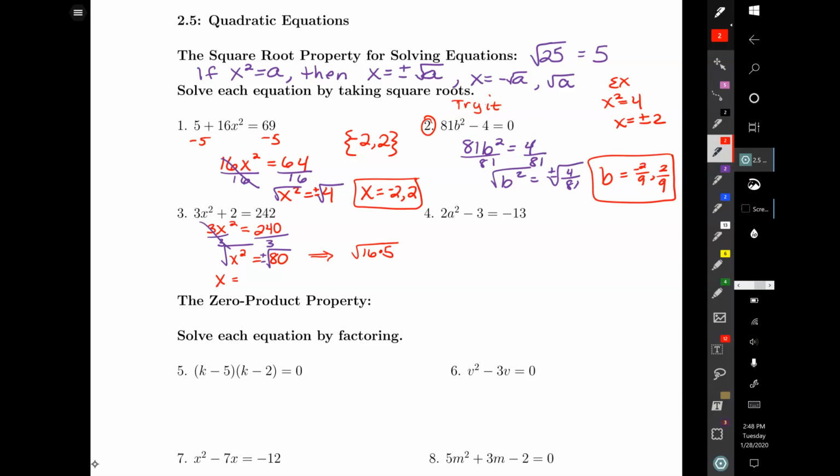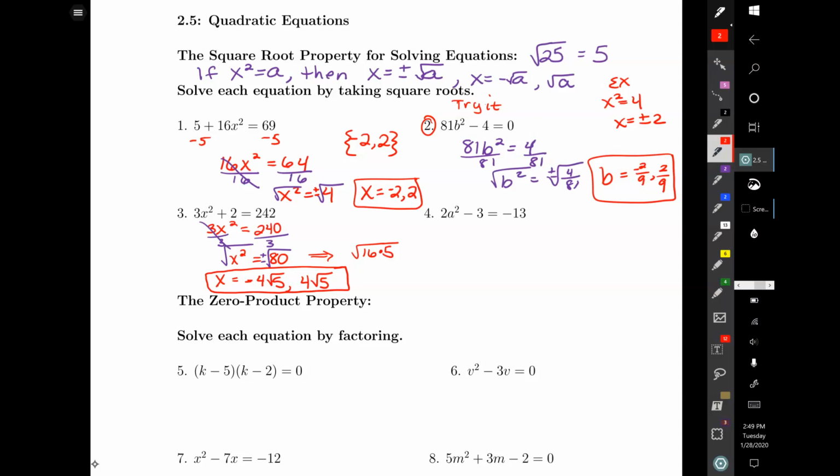So we end up with a minus 4 square root of 5 or positive 4 square root of 5. And again, in math, or means and or. In this case, if there's no restrictions, it would just be both.